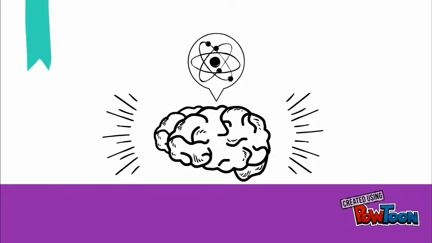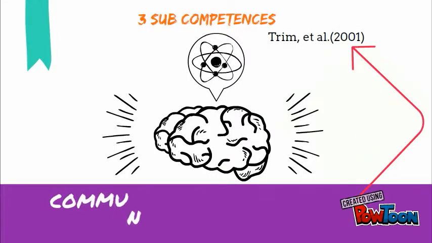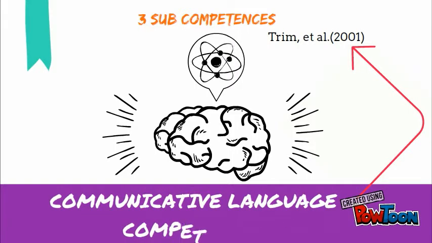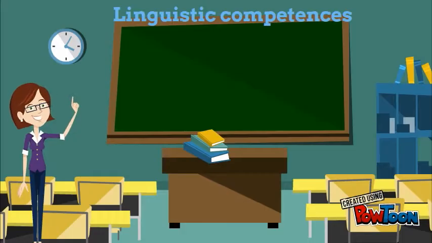Therefore, the definitions that have been mentioned lead to the three sub-competencies that, according to Trim et al. 2001, are contained inside communicative competence, which are linguistic, sociolinguistic, and pragmatic competencies.